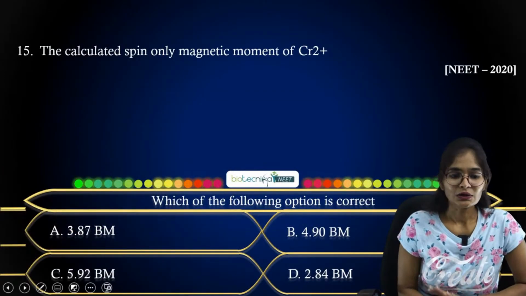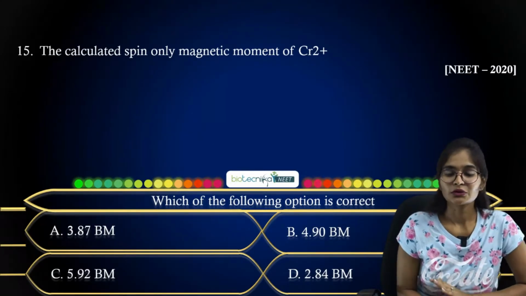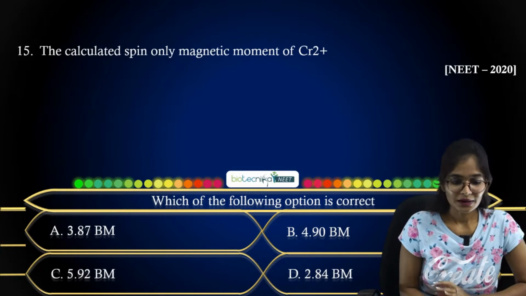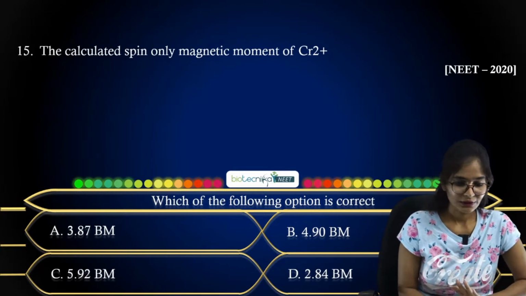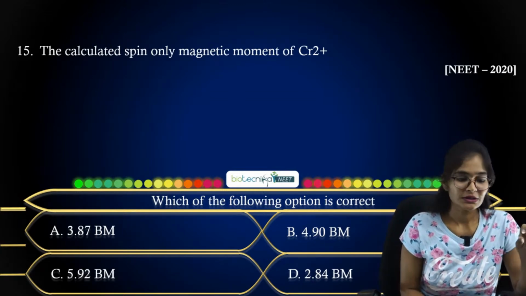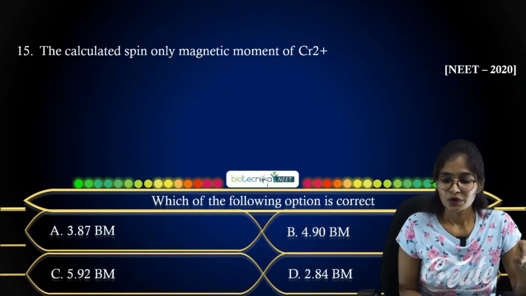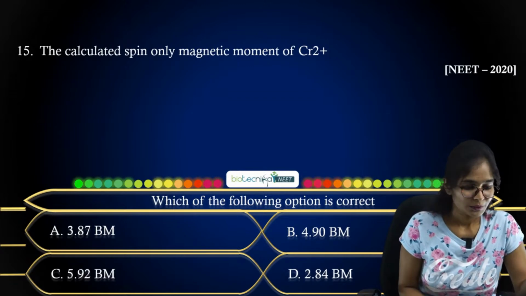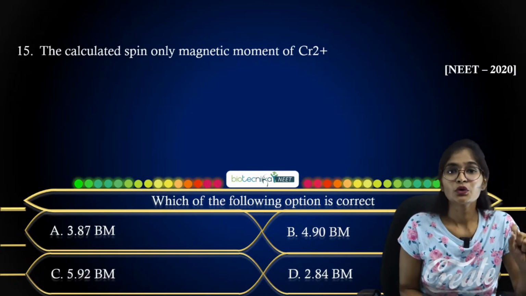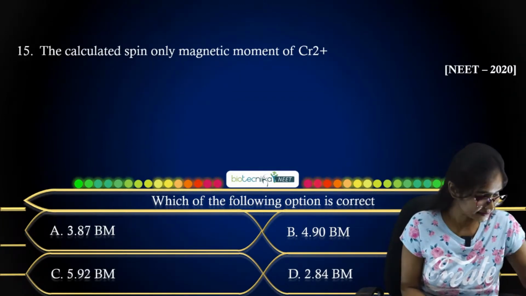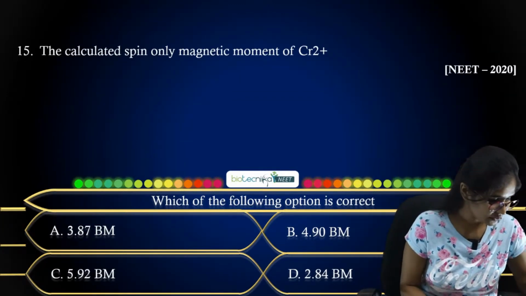The calculated spin only magnetic moment of Cr2+. So you have to calculate the magnetic moment with respect to chromium. They have given four options: option A is 3.87 Bohr magneton, option B is 4.90, option C is 5.92 Bohr magneton, and option D is 2.84 Bohr magneton. Just let me know what answer you will get for this question.